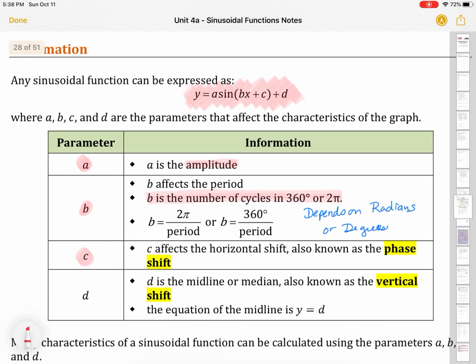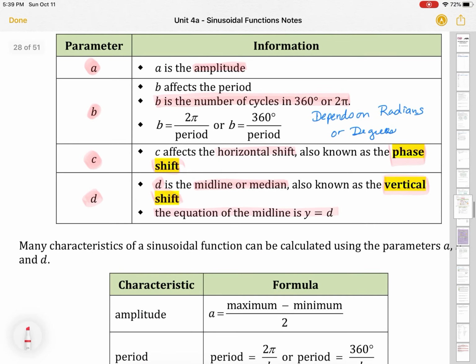Now, C affects the horizontal shift, and it's also known as our phase shift, horizontal shift. D is the midline or the median, so whatever D is, it's going to tell you where the midline or the median is, and it's known as the vertical shift. The equation of the midline, therefore, is y is equal to D. So you can tell a lot of information. I always like it when we have an equation for a function where we can actually mine information about the characteristics of the function from that equation. And this is certainly one where we can do that.